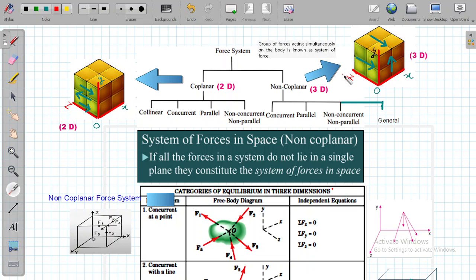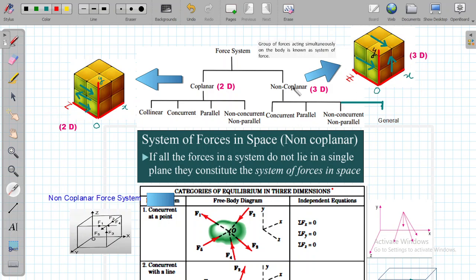in this cube. You can see this is the x-axis, z-axis and y-axis. One force is lying in the yz plane. This force is lying in the xy plane. And another force, this force, is lying in the xy plane. This is the xz plane, and this force is lying in the xz plane. This force is lying in the xy plane, and this force is lying in the yz plane. So these forces are all lying in space. So this forms a non-coplanar force system.